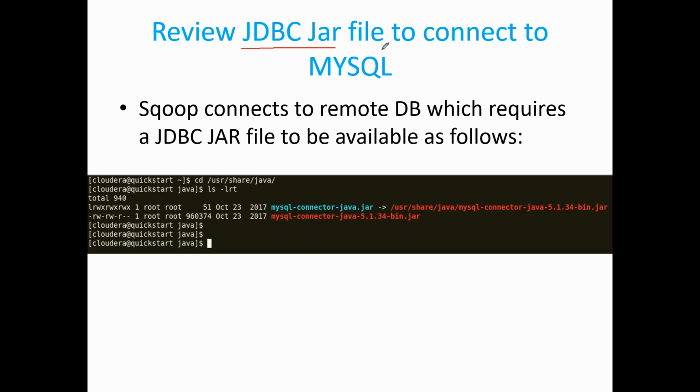We need to have this jar file. Only then will the Sqoop commands be able to connect to the MySQL database. Sqoop connects to the remote database, which requires a JDBC jar file to be available as follows. So you have to check in this path, /usr/share/java, whether we have the JDBC jar file available or not. Let us verify that.